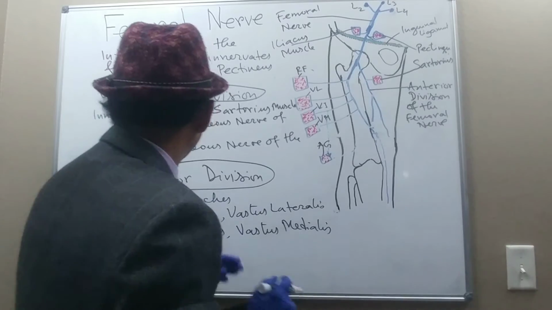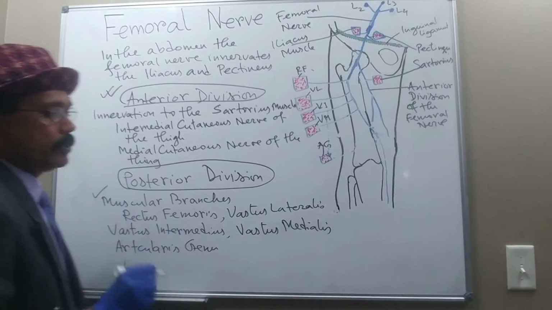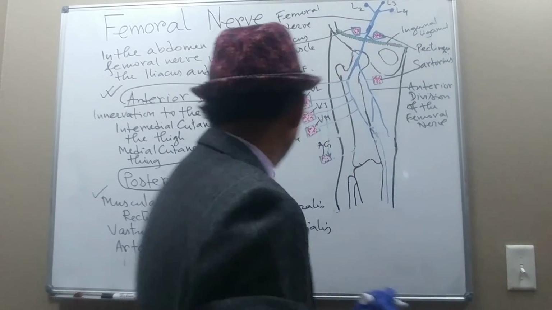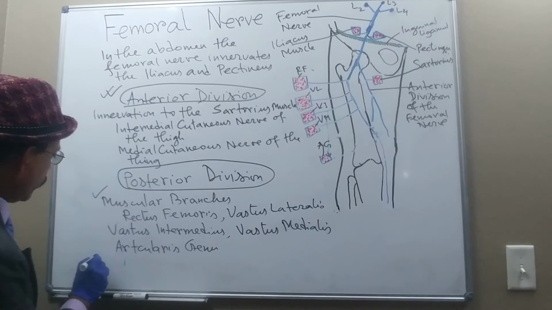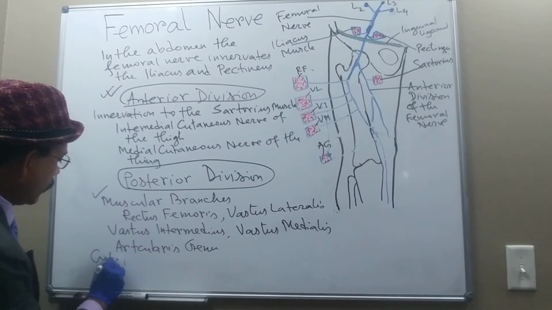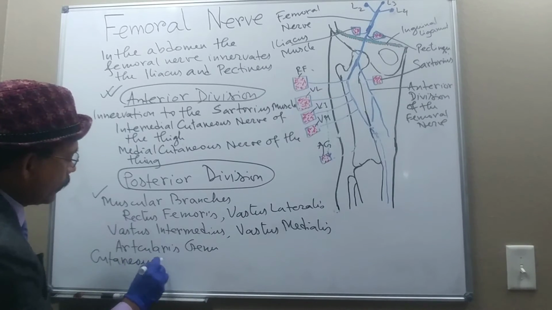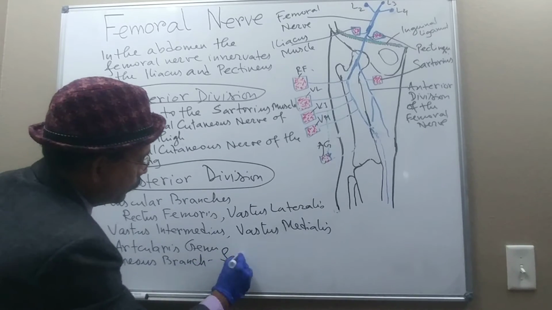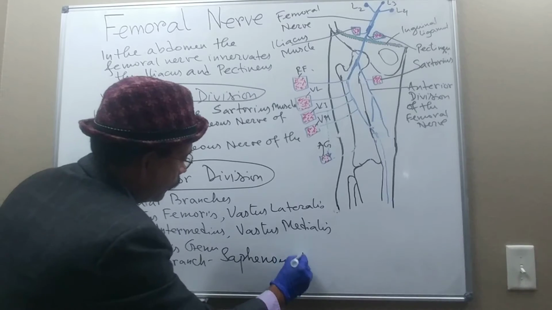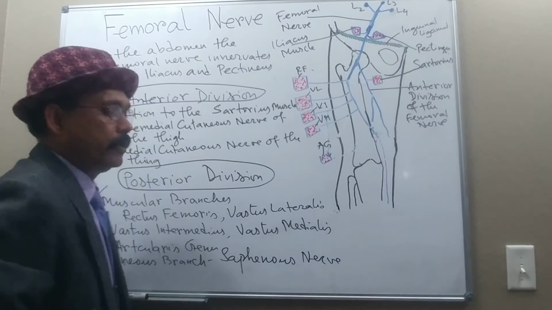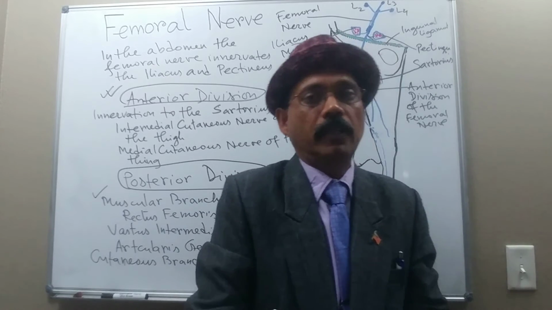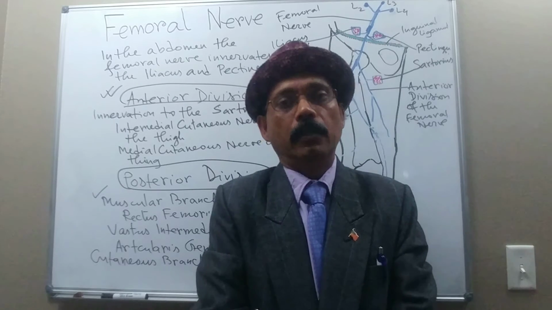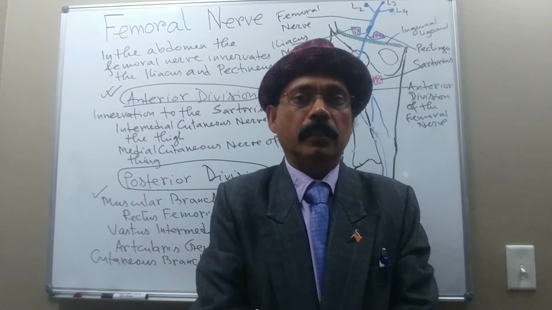Okay, we got the muscular branches. How about cutaneous branches? The posterior division of the femoral nerve has a cutaneous branch that is called the saphenous nerve. The saphenous nerve is the cutaneous nerve that is coming out of the posterior division of the femoral nerve.